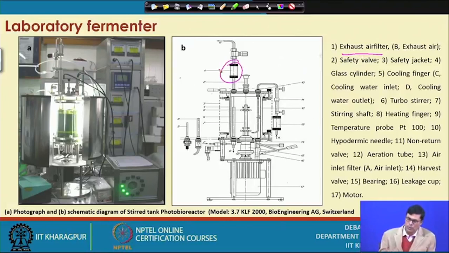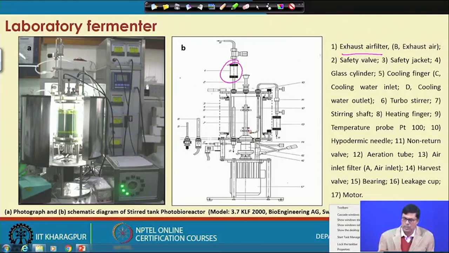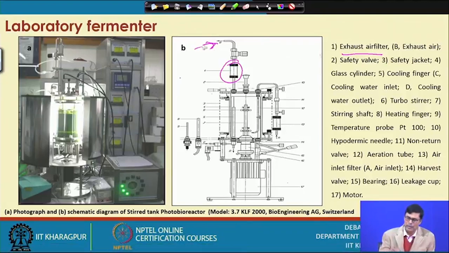Now, the question comes, why do we put the air filter at the exhaust? The reason is that when you are running a fermenter, and all of a sudden the power is off, then there is every possibility that air can enter into the exhaust line and enter this fermenter. And if it enters the fermenter, your fermentation will be spoiled. So we want to have an exhaust filter. Then we have a safety valve, because if for some other reason the pressure increases, there is every possibility of some kind of disaster that can be avoided. We have a safety jacket, because in the lab this is made of glass.